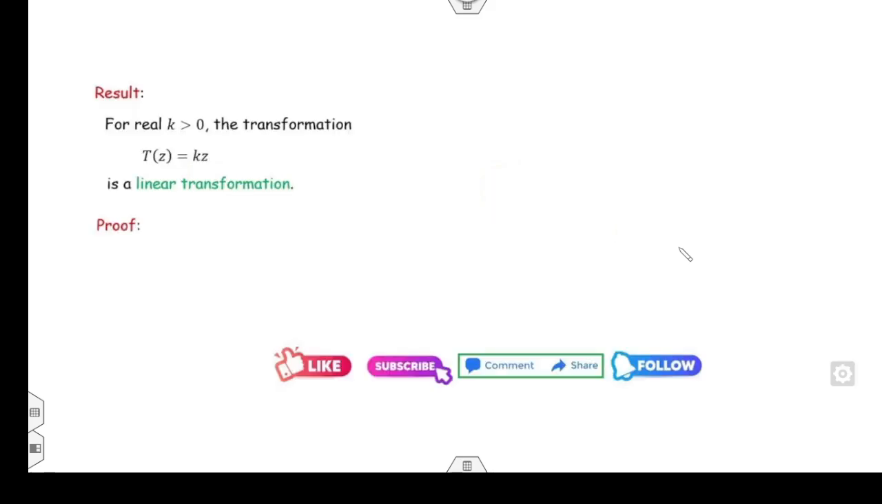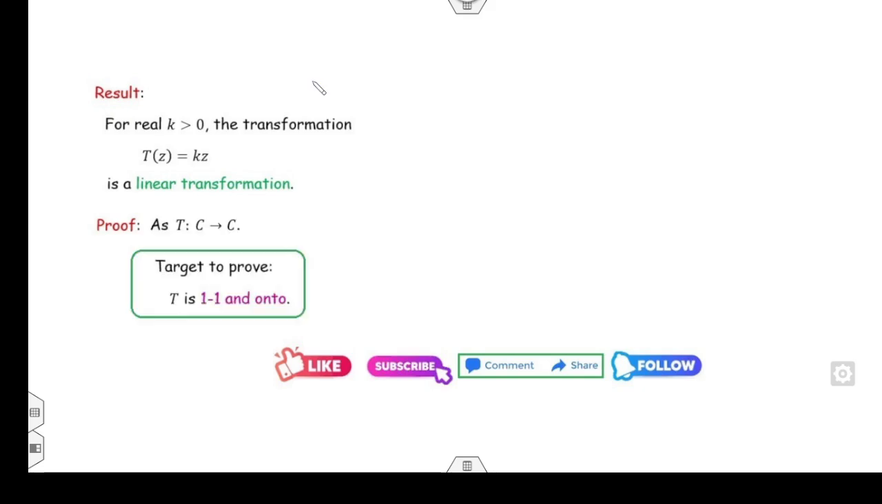The first target is to prove that the mapping which we have defined is a linear transformation. That means your target is to prove the mapping is one-one and the mapping is onto. The proof is very simple. How can you prove that the mapping is onto? And how can you prove that the mapping is one-one?